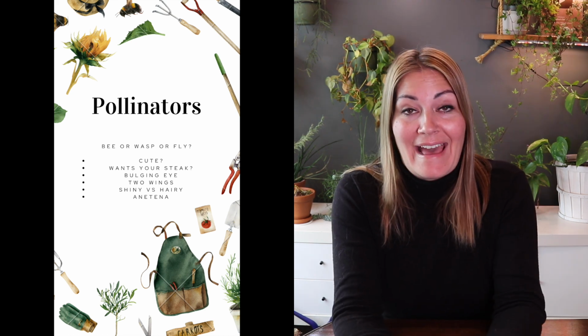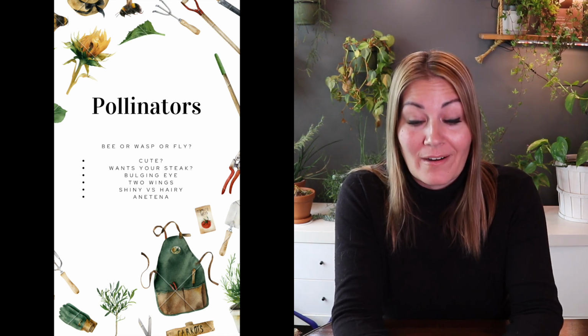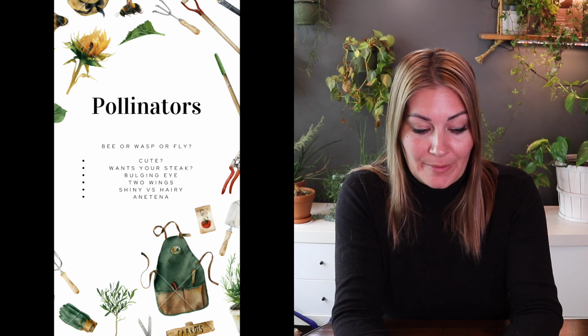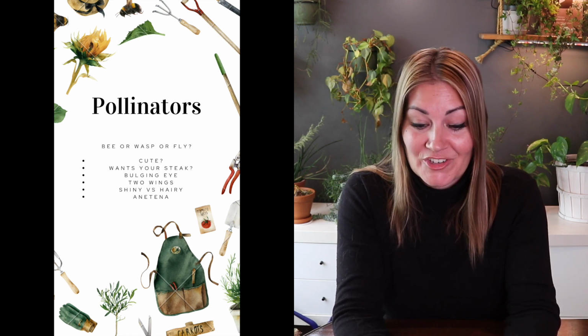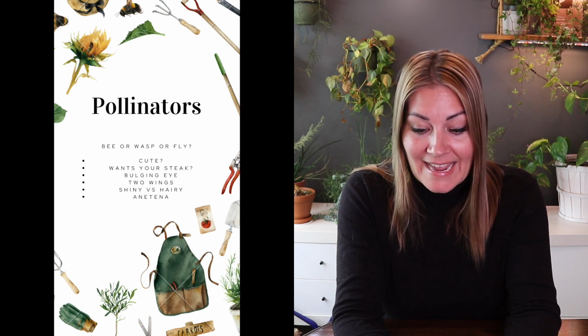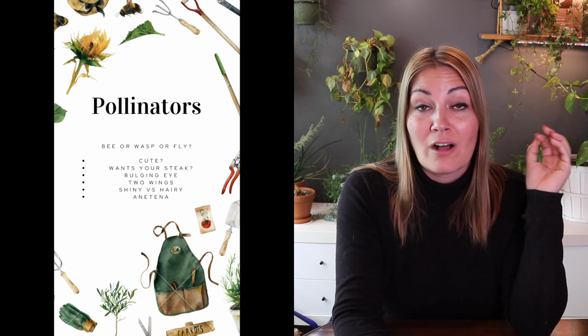How many wings do they have? Do they have 2 wings or 4? That also helps you to determine. Are they shiny or are they hairy? Bees are very hairy, we know. Shiny would be a wasp. Antenna, what type of antennas do they have? All of these different factors of that insect that you're looking at and observing will help you to identify what it is.